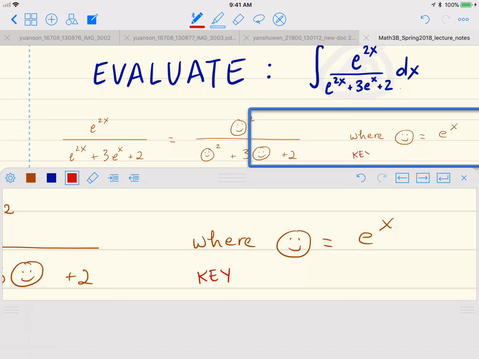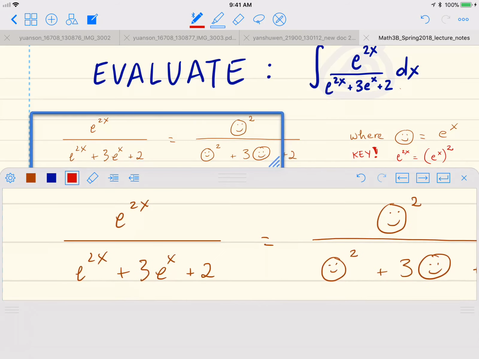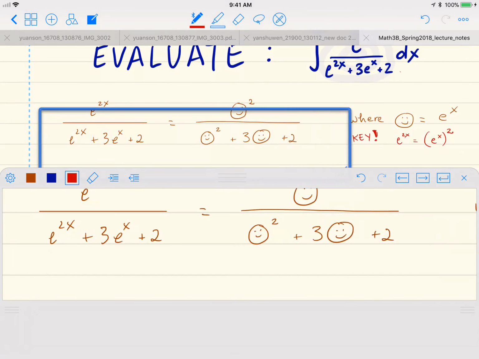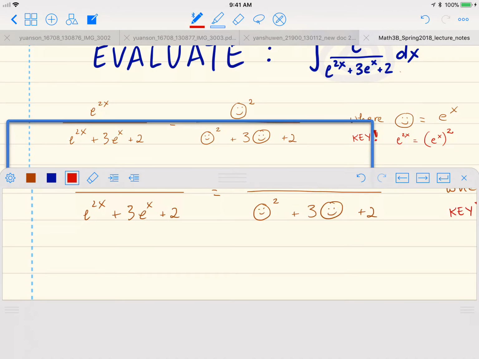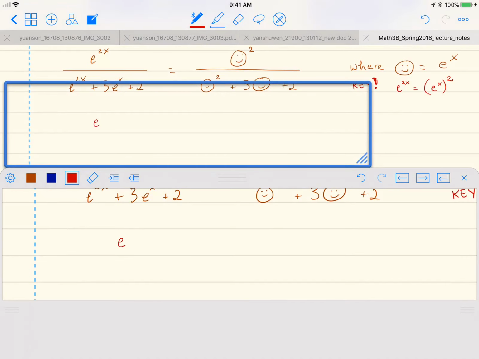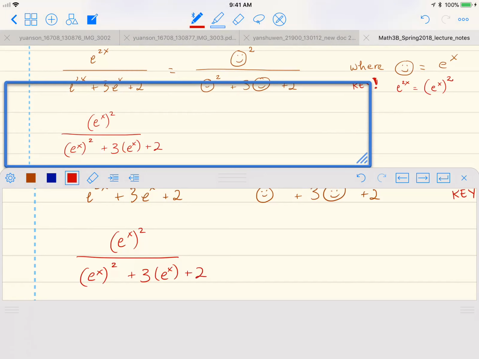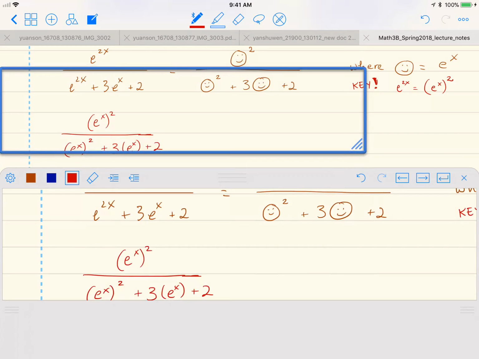The trick, the hint, the key is to notice that e to the 2x is the same thing as e to the x squared, right? So now we rewrite this entire fraction as e to the x squared over e to the x squared plus 3 times e to the x plus 2, right? So these are the same.